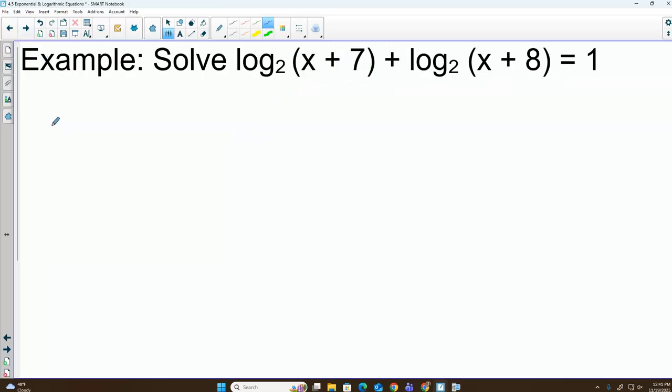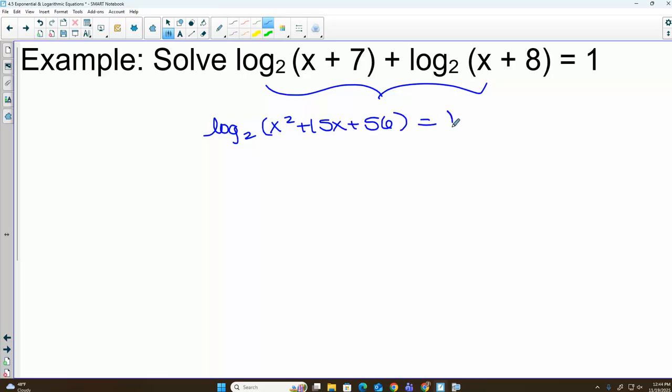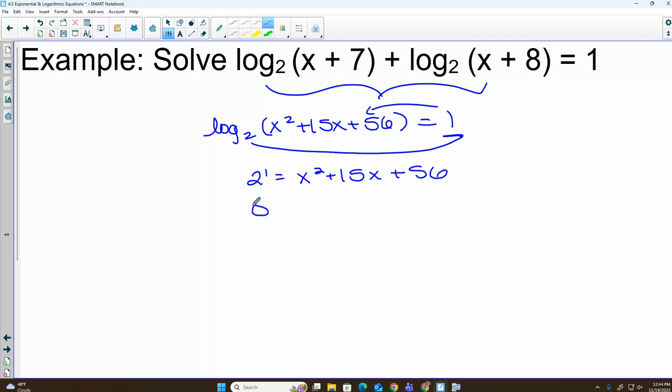You guys think you could try this one? So you start with properties of logs, condense these by multiplying. You have to FOIL. So we get x squared plus 15x plus 56. Then, since there's only a log on one side, you have to do the definition. So 2 to the first power is x squared plus 15x plus 56. 2 to the first is 2, so subtract that over.